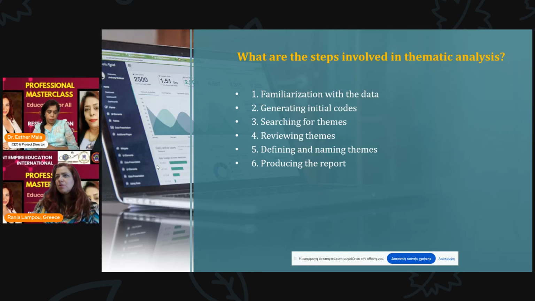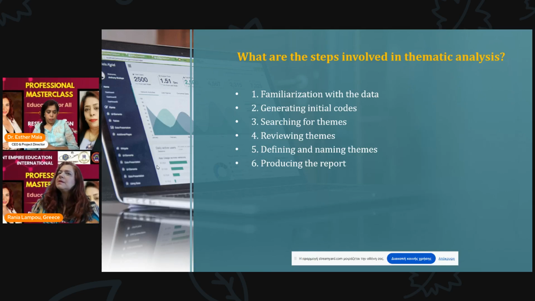Fourth, reviewing themes. The goal here is to refine the themes to ensure that they accurately represent the data. So what you can do is check if themes work in relation to the coded data and the full data set. Then modify, merge, or discard themes as needed, and reread data under each theme to ensure coherence.